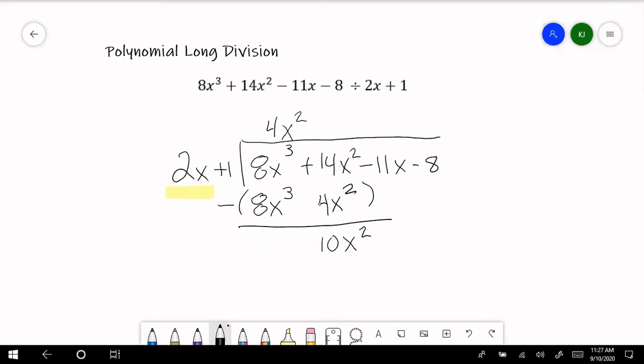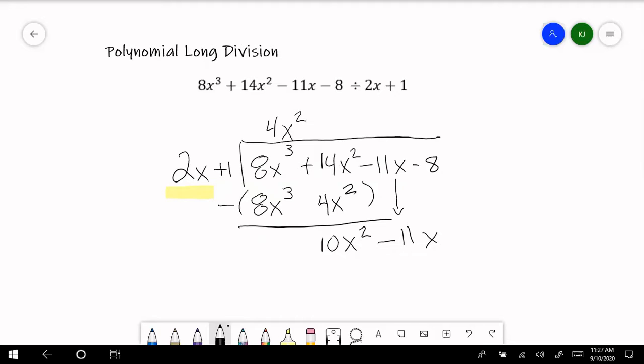So I'm subtracting. 8x cubed minus 8x cubed left me 0. 14x squared minus 4x squared: 14 of them, take away 4 of them, leaves me with 10 of them. And then I'm going to bring down the next piece, which is negative 11x.